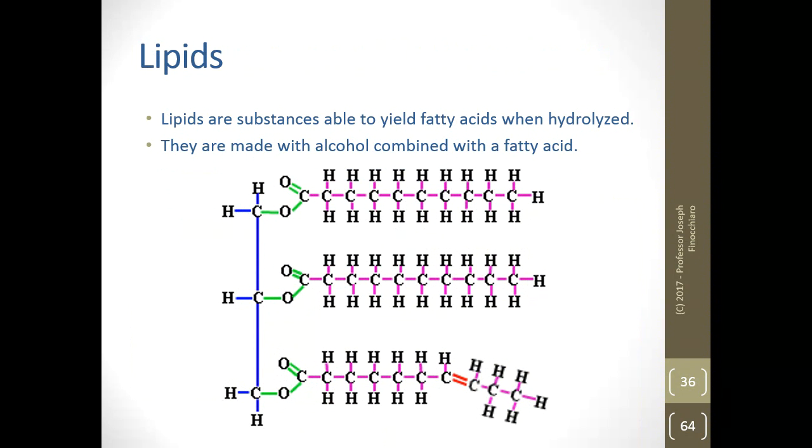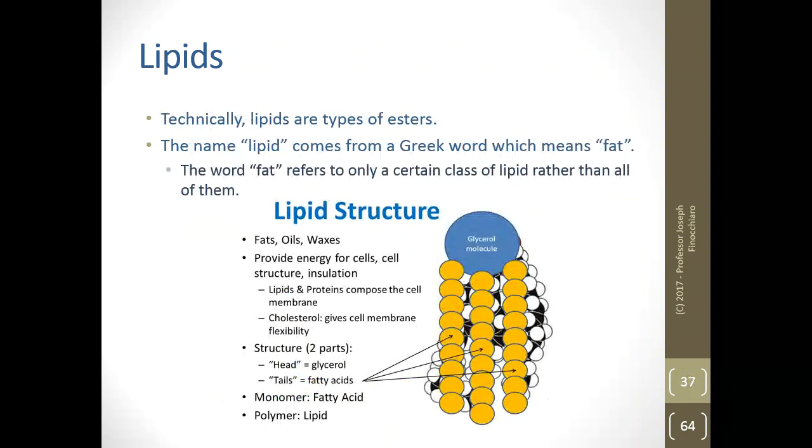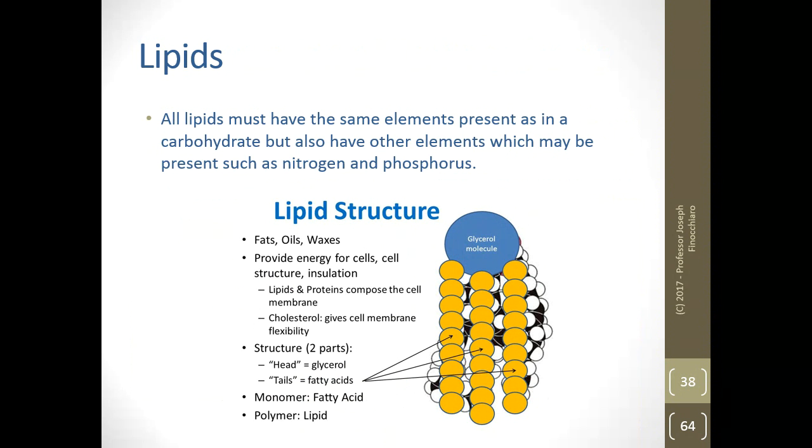Lipids are substances able to yield fatty acids when hydrolyzed. They are made with alcohol combined with a fatty acid. Technically, lipids are types of esters. The name lipid comes from a Greek word which means fat. The word fat refers to only a certain class of lipid rather than all lipids.